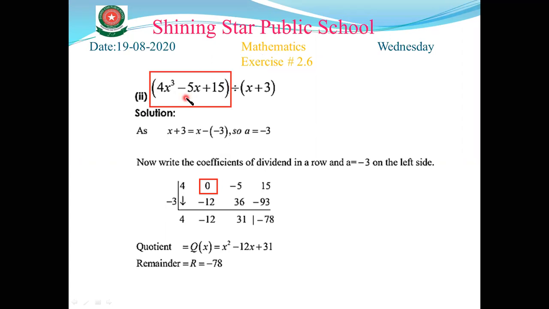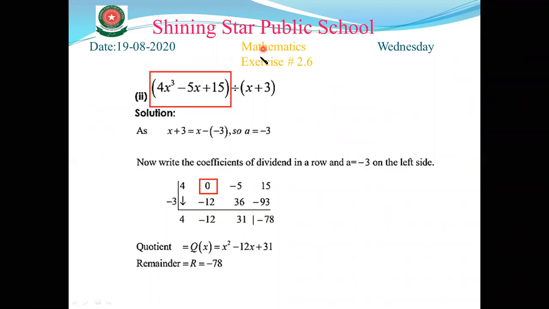We don't have the term of x square. So for the x square, we write 0 here because we don't have x square. Now, for the term of x, we have minus 5. And for the constant, we have 15. Okay. Now, how do we solve this question?